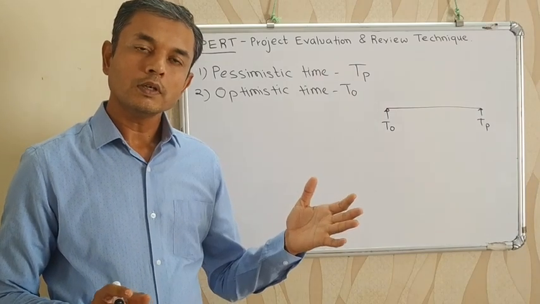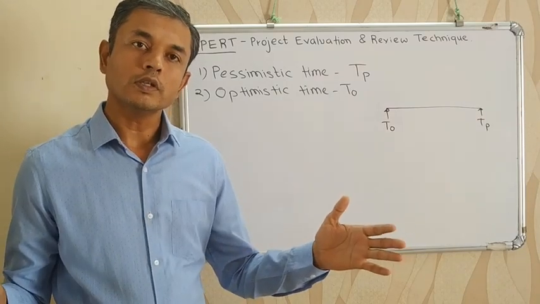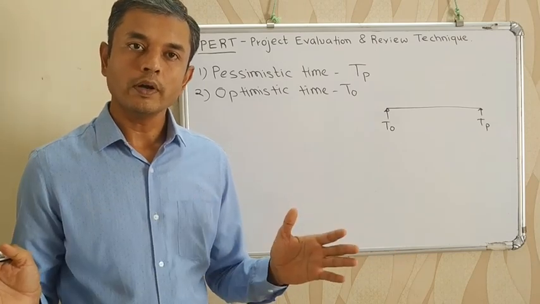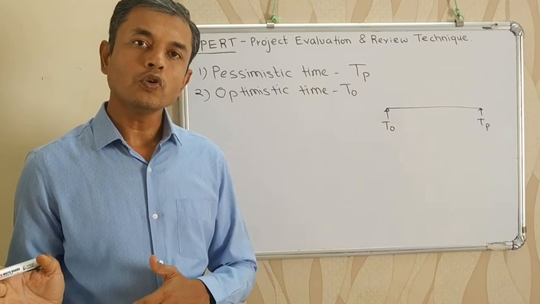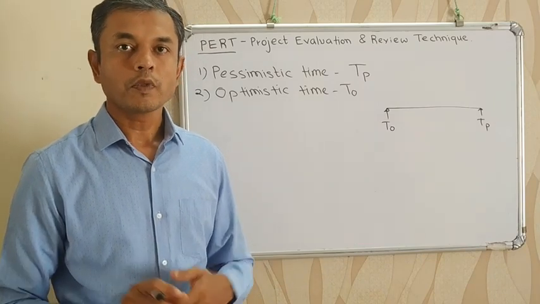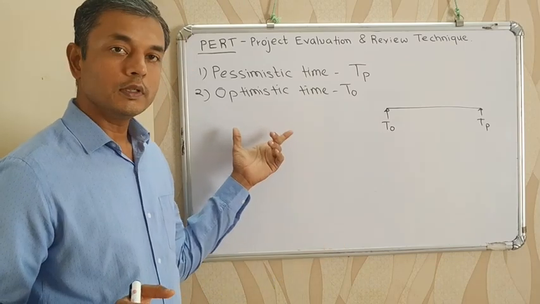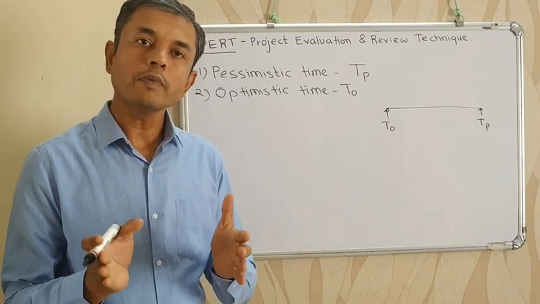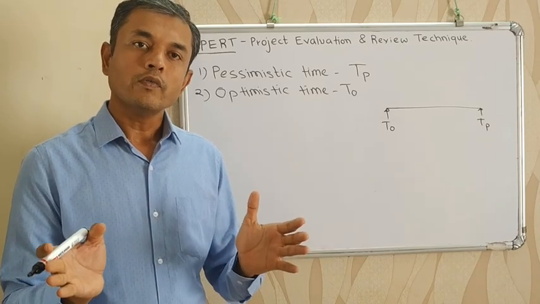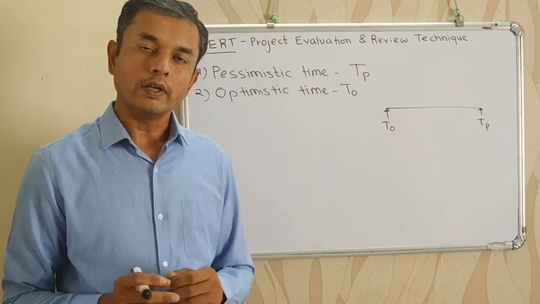Pessimistic time is the maximum time duration taken by an activity when everything is not in our favor and because of uncertainties there is a continuous delay in completion of an activity. Whereas optimistic time means minimum duration taken by an activity to complete when everything is in favor and we are able to complete the activity.